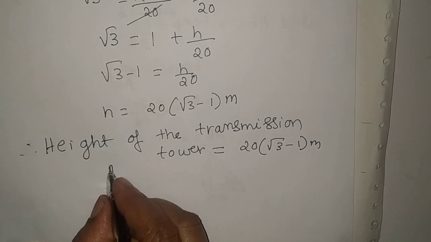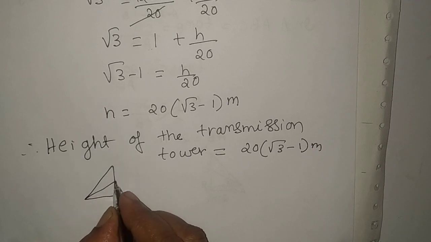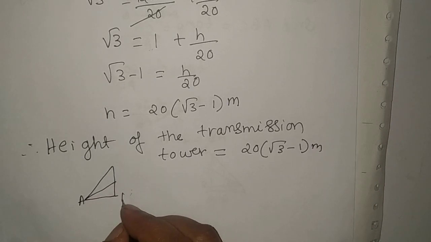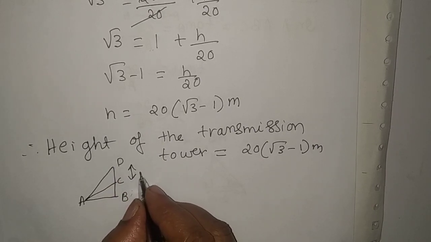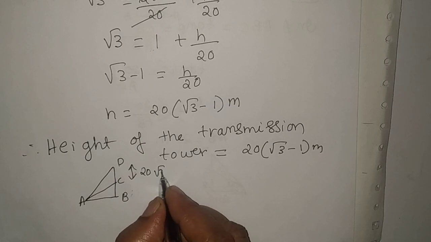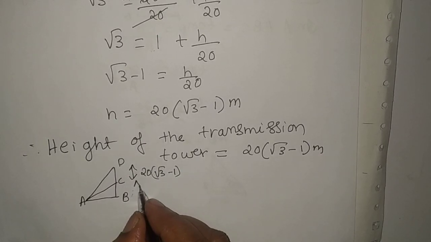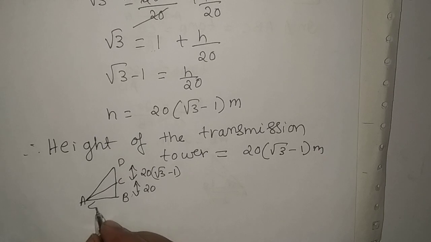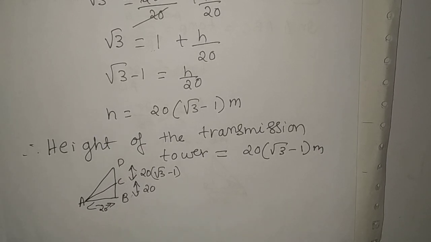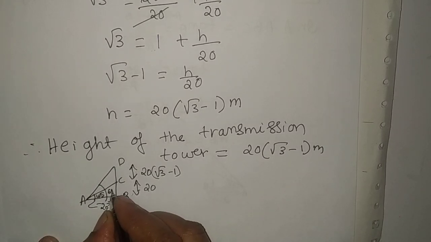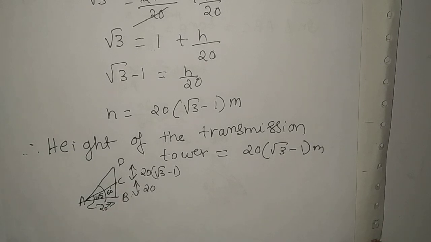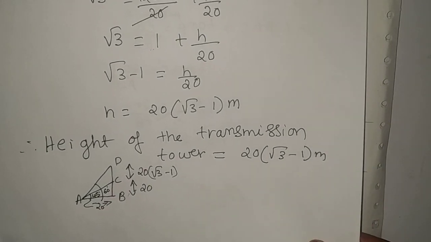So this is the diagram. See here, this is A, B, C and D. This one we have to find out, and it is equal to 20 (root 3 minus 1). This is what they have given, 20. We calculated this one as 20 meters. So this is the solution for question number 7, with 45 and 60 degrees. We move on to question number 8.